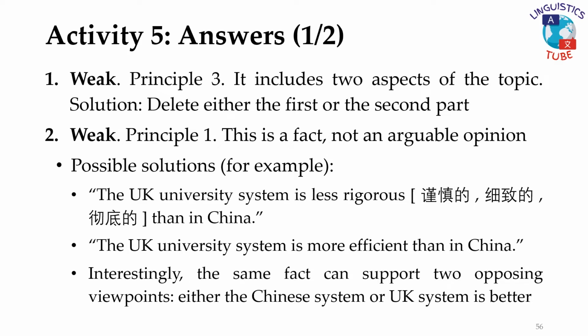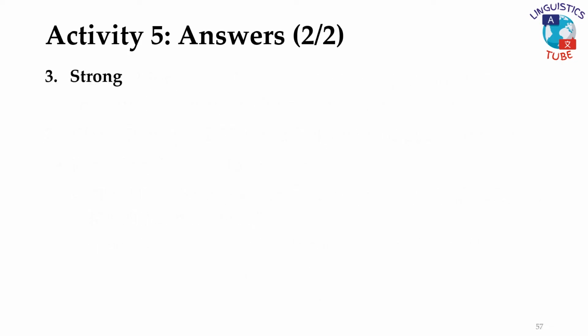Or you could form a completely different opinion from the same fact and argue instead that if the same amount of information is taught in the UK in a much shorter time, then the UK university system is more efficient than China's. So, you can see it is interesting that the same fact can be used to support 2 completely different points of view. Principle 3 is strong. There are no problems at all with this thesis statement.